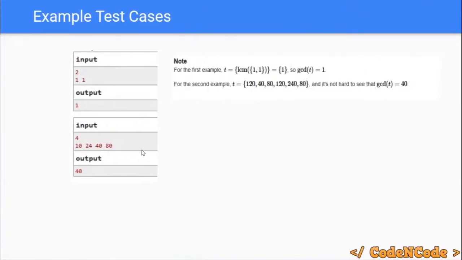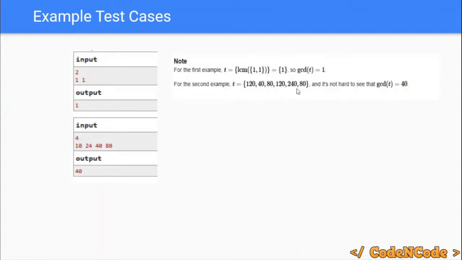So if I show you an example, let's look at the second example. The input integers are 10, 24, 40 and 80. If you see, the T array is this: 120, 40 and so on, and this is how it was generated. The first number is the LCM of 10 and 24. The second number is LCM of 10 and 40. The third number in T is LCM of 10 and 80, which is 80. Then 24 and 40, which is 120, 24 and 80, 240, and 40 and 80, 40. So for each single pair we take the LCM, and that serves as one of the elements in T.